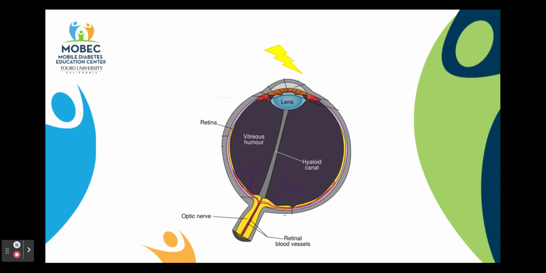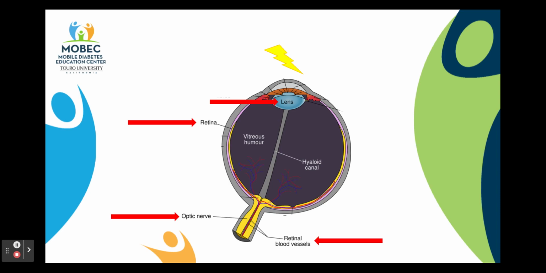When light enters our eyes, it first passes through the lens. The lens changes shape to allow us to focus on objects near or far. The retina collects visual information and passes it to the optic nerve. The optic nerve then transmits the information to our brain. There are tiny blood vessels that supply the retina with blood and nutrients.